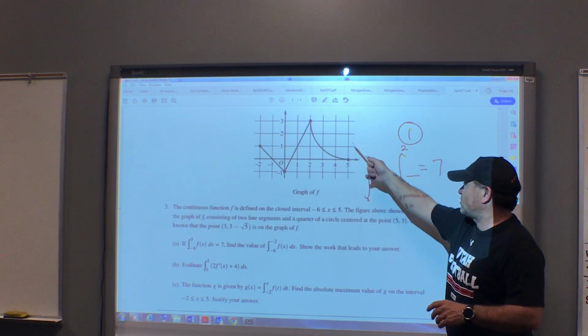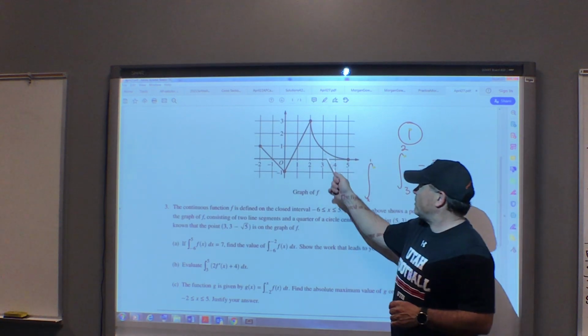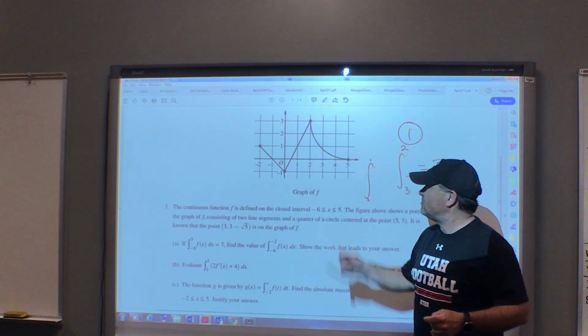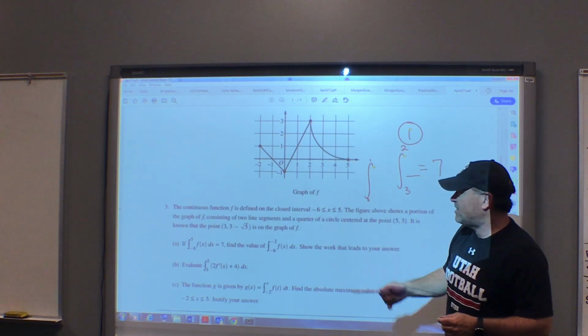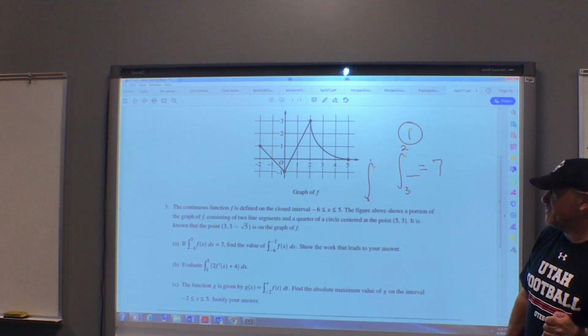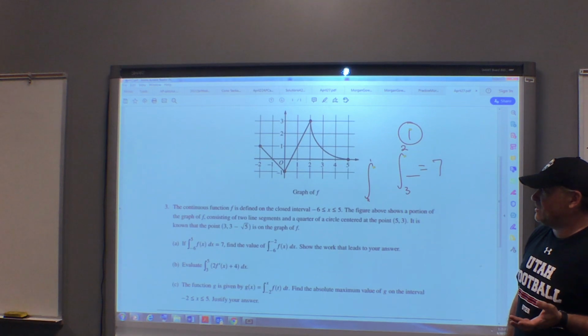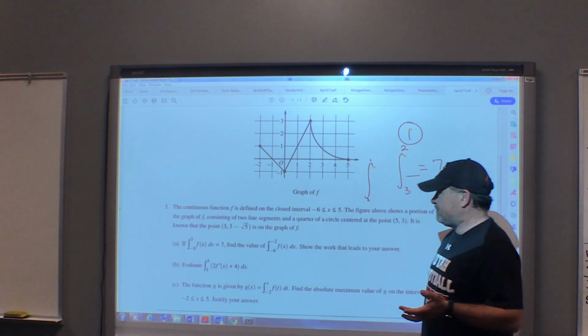That circle is centered at (5, 3). We know that 3 minus root 5 is this point right here on the graph. That comes into play on part B. So anyway, here we go. Let's talk about part A.